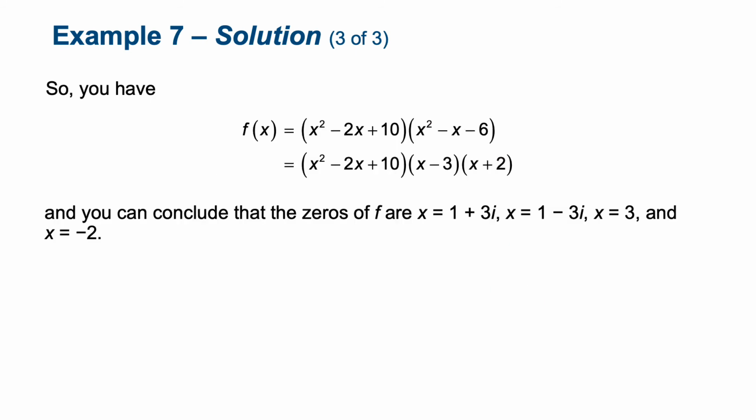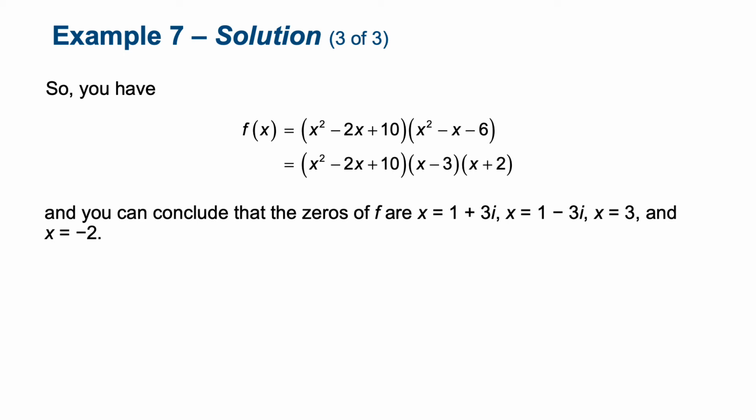Now I can rewrite my function as x squared minus 2x plus 10, which happens to be irreducible over the reals, right? And then I can write x squared minus x minus 6. That is factorable. It's not prime, as the product of x minus 3 and x plus 2. So now you have f of x written as 3 terms.